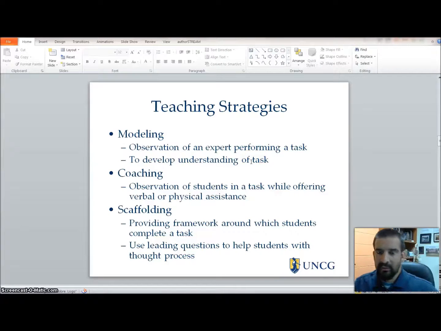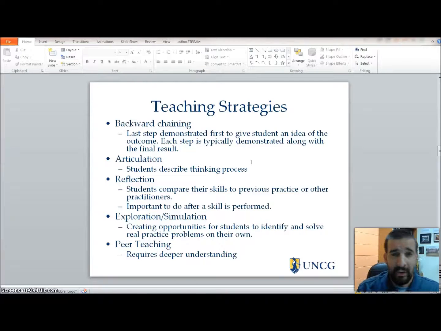So when we talk about teaching strategies, a lot of you guys are already using these strategies. You probably didn't even know they had names for them, but you have basic modeling, which is you show, student does. Coaching, student walking through a skill, and you're coaching them either verbally or with hands-on prompts as they go. Scaffolding, you're building a framework or using either questioning or feedback, etc., to get a student to a certain outcome.